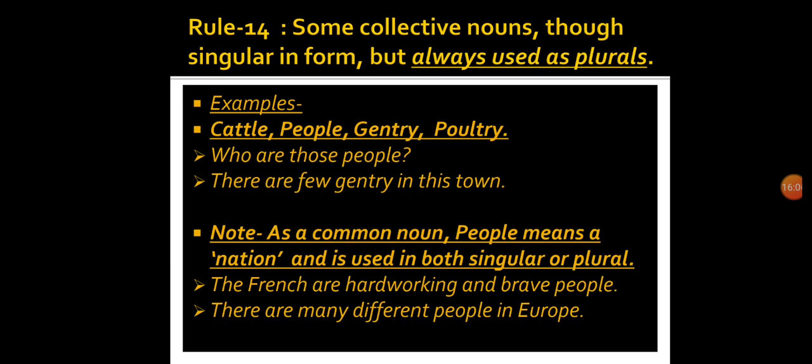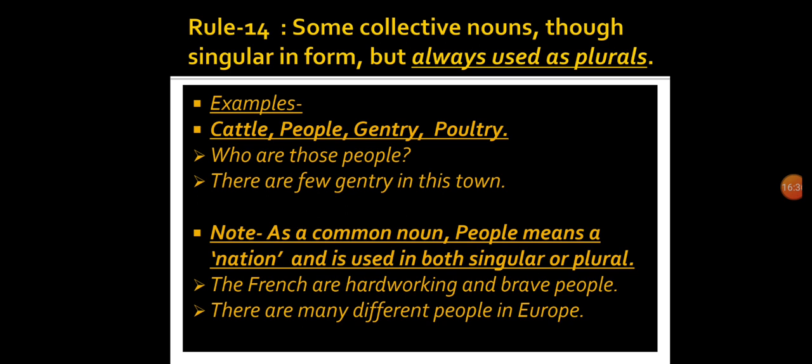See rule 14. Some collective nouns, though singular in form, are always used as plurals. Examples are cattle, people, gentry, and poultry. See two sentences of this. Who are those people? There are few gentry in this town.